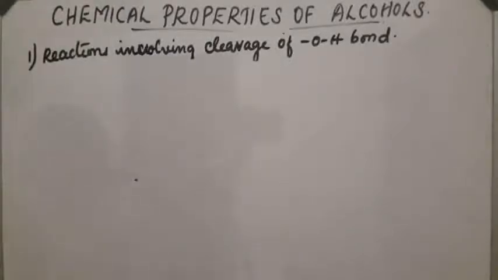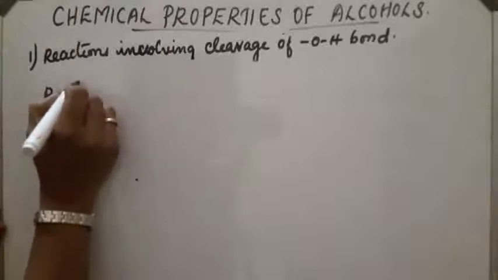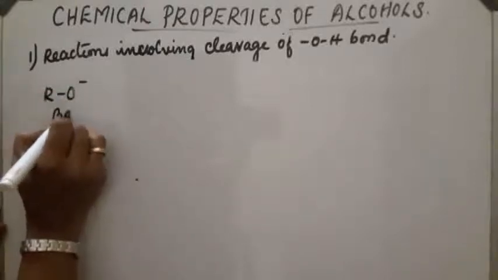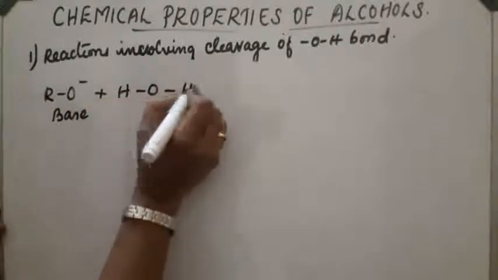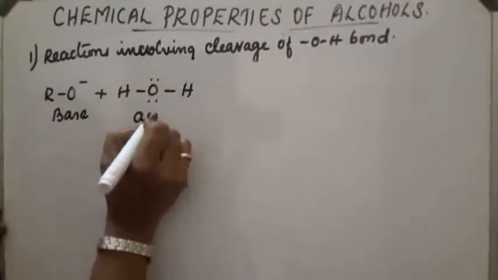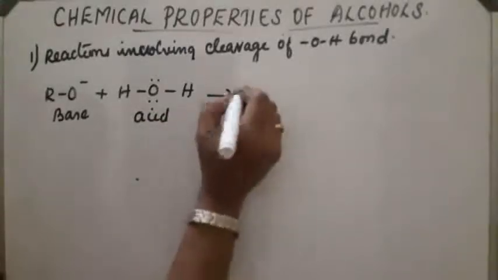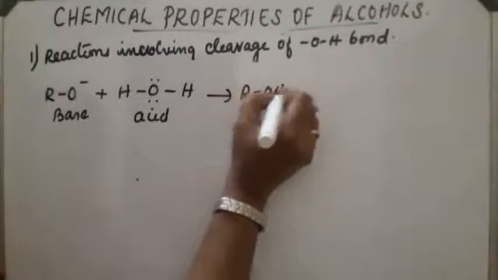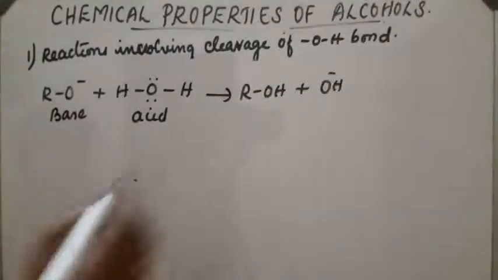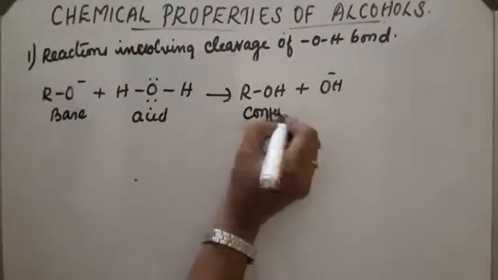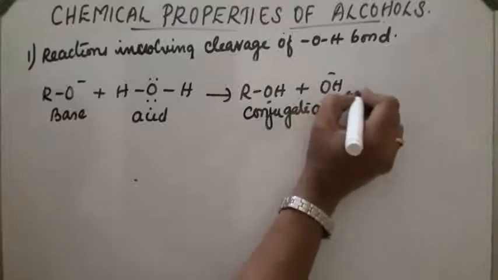Reaction with water, alcohols act as base. Here the alcohol acts as a base on reaction with water. Water acts as acid and alcohol acts as base. So ROH2+ plus OH minus will be obtained. This is the conjugate acid and conjugate base.